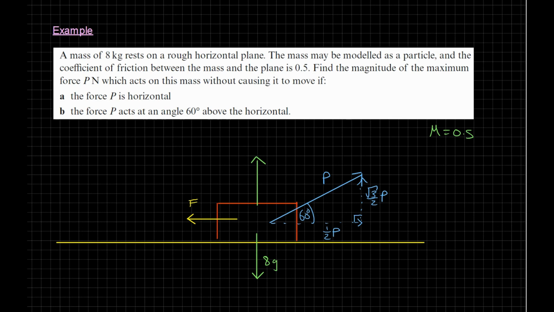So specifically, if we write reaction there, we know that the reaction plus this root 3 over 2 P, that vertical component there, is going to be equal and balance out the 8g. Okay, so we can see that R is going to be a bit smaller than 8g in fact. What else do we know?